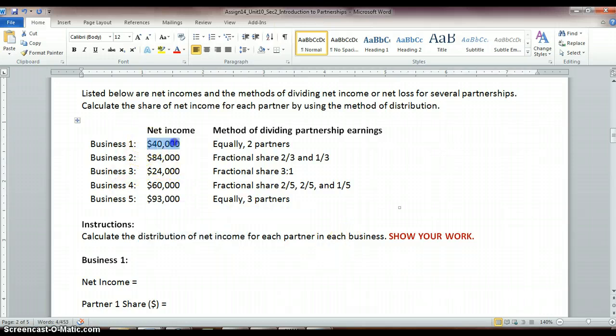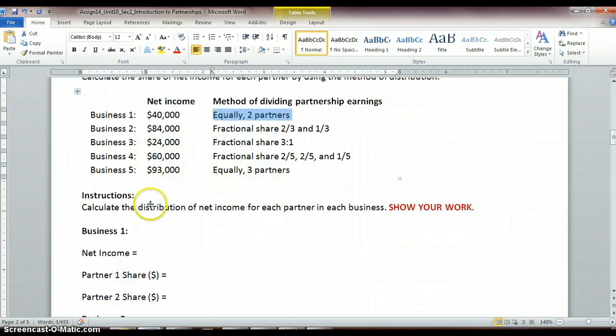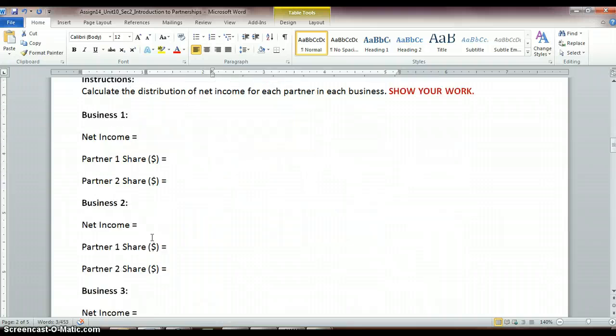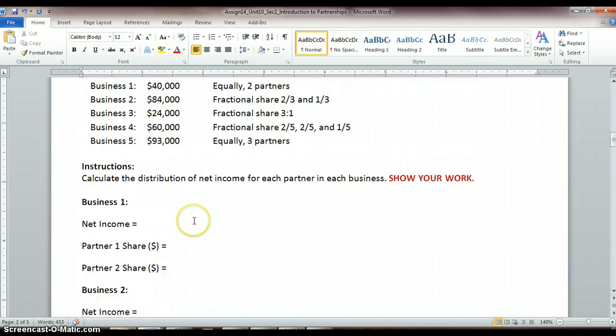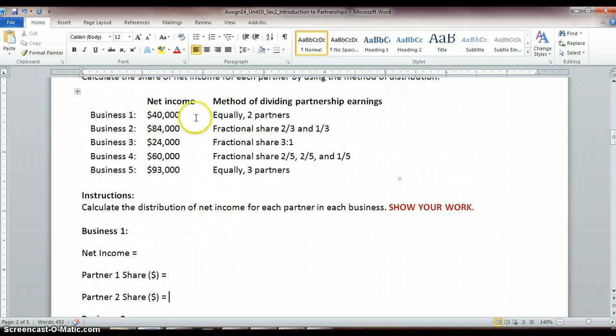In business one, we're working with a net income of $40,000. So you're going to have to decide how to equally divide that by two partners. Shouldn't be too difficult. Business two, and you'll see I have something set up for each business here. So make sure you're showing your work again, and put down the net income for each business and then what each partner's share is for each business and how you came up with that amount.